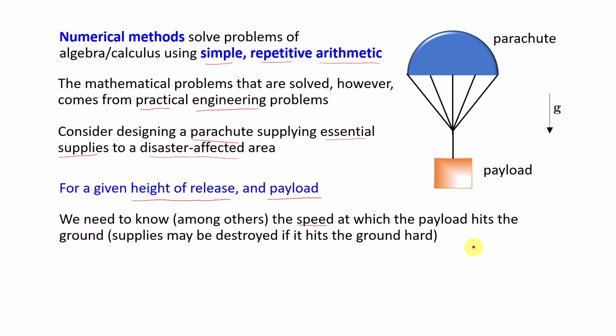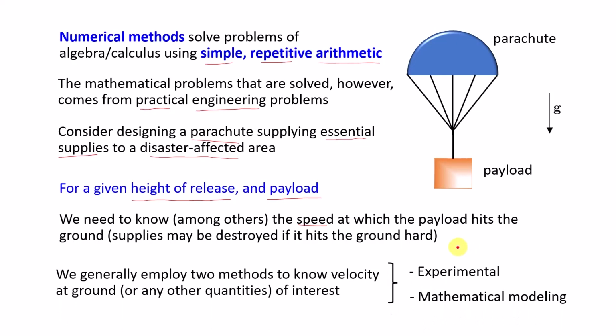And we want to find that, not necessarily calculate. So how do I find that? Usually there are two ways to find this velocity at the ground or any other quantities that you think may be necessary for such a design. Number one is experimental. So you actually do it and measure how the payload is hitting the ground, what is the velocity of the payload. For that, of course, you actually need a parachute and a payload. This will give you a very good result. You can do it that way.